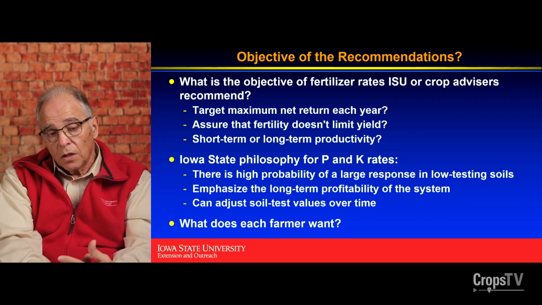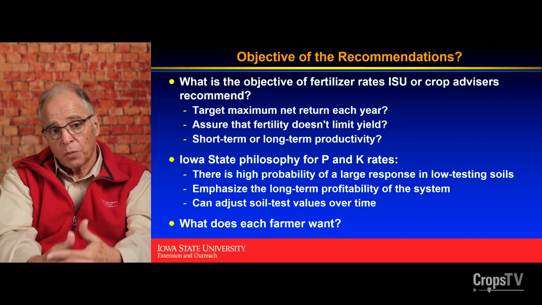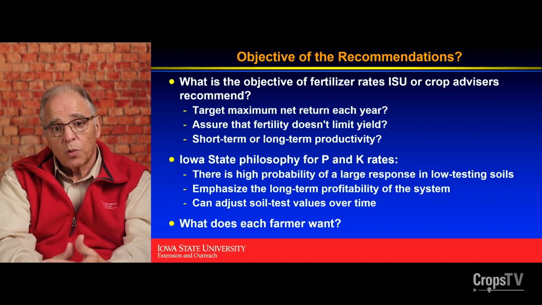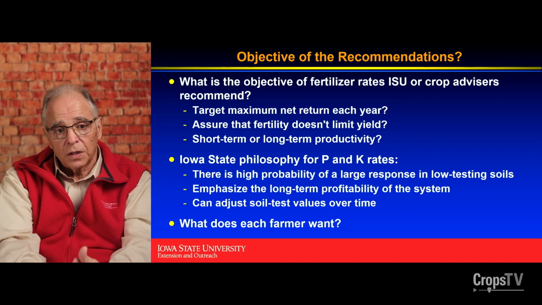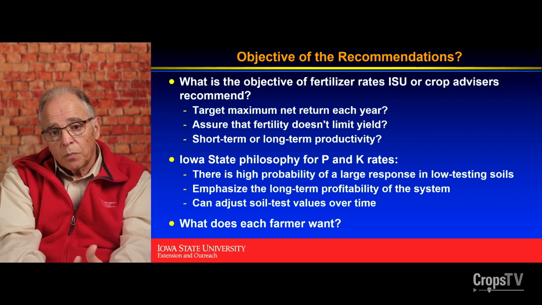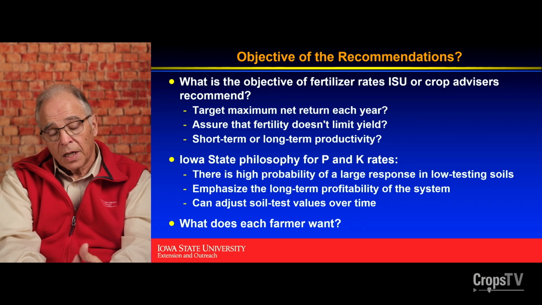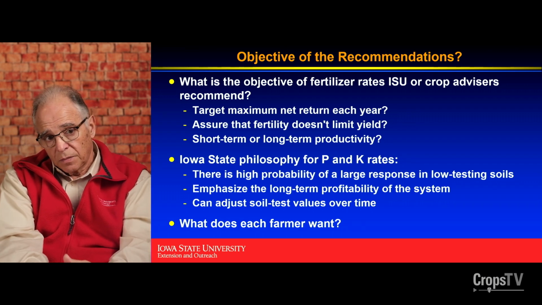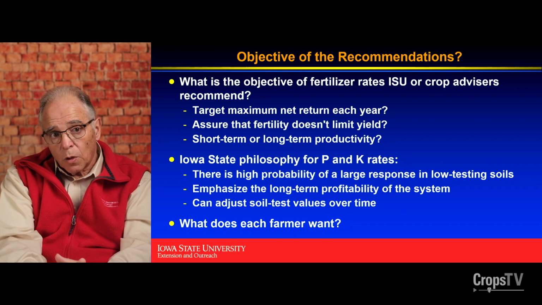So the Iowa State philosophy for P and K rates and the interpretations, as I said before, is that there is a very high probability for large response in low testing soils. Okay? We emphasize the long-term profitability of the system. And by doing this, we can adjust soil test values over time. Now, what does each farmer want?